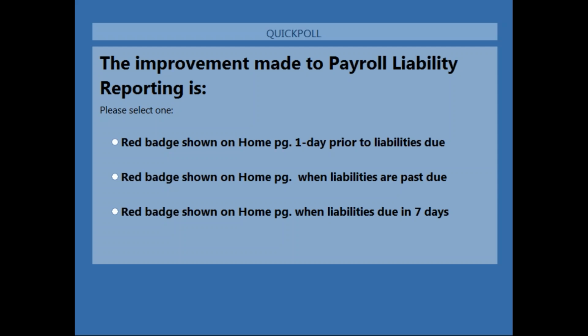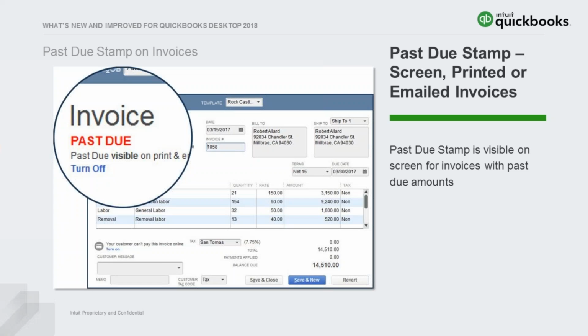All right, I think we can close that poll. It looks like the majority of you were correct. The correct answer is the red badge is shown on the home page when the liabilities are due within 7 days. That gives us a heads up so that we can pay it timely. But on to the next new and improved feature.